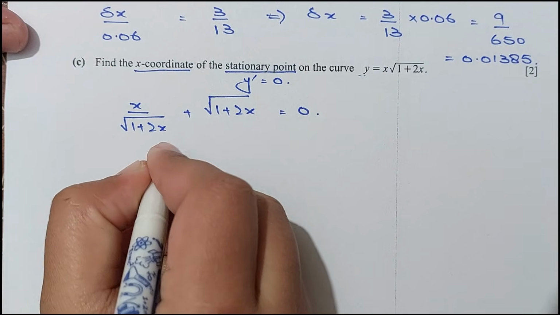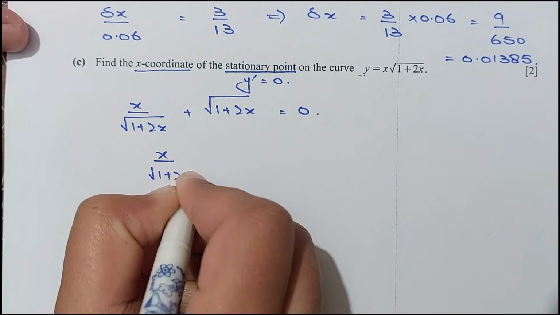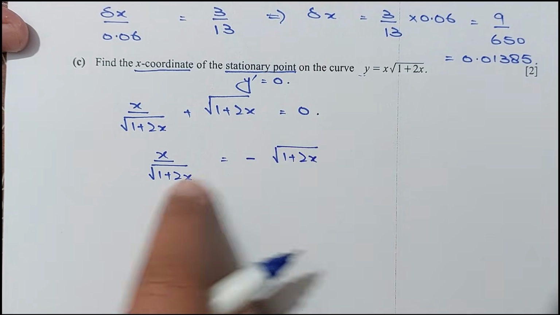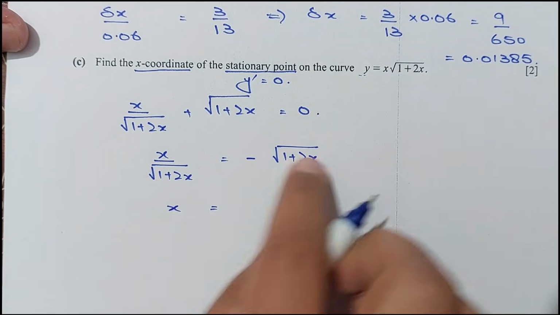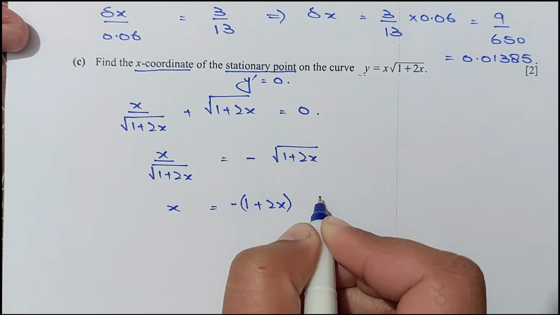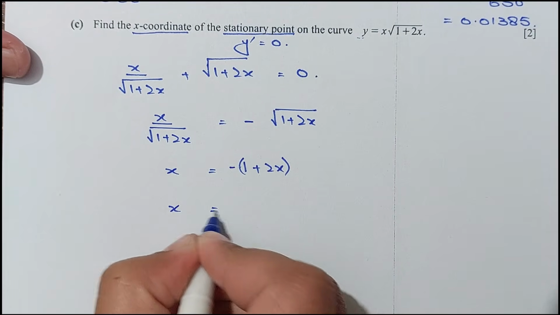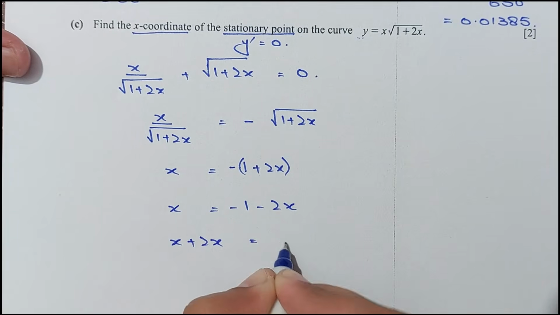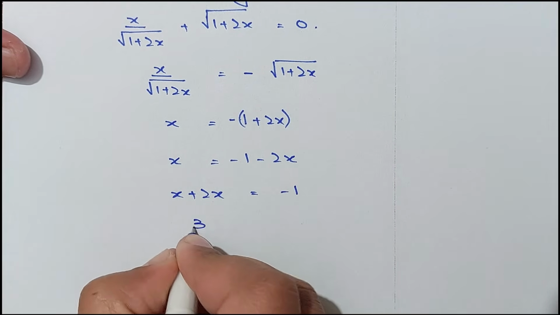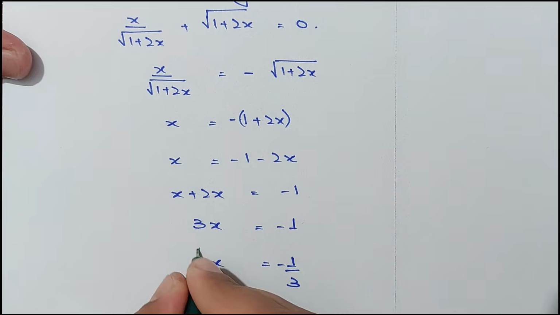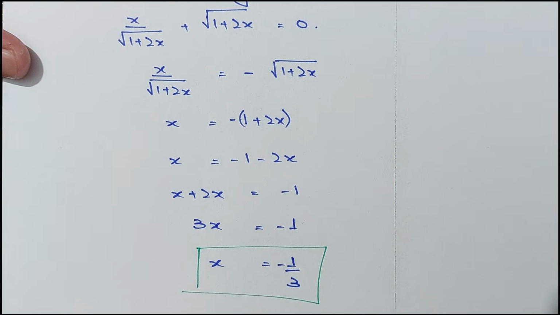Let me simplify. So x over square root of 1 plus 2x is equal to negative square root of 1 plus 2x. So cross multiply it. So x is equal to, this is in the product, so the square root of 1 plus 2x with a negative sign. All right, so x would be equal to minus 1 minus 2x. So x plus 2x is minus 1. So 3x is equal to minus 1 and x is equal to minus 1 by 3. So this is the x coordinate of the stationary point of the curve, minus 1 by 3.